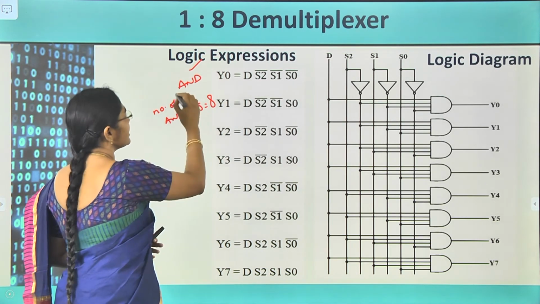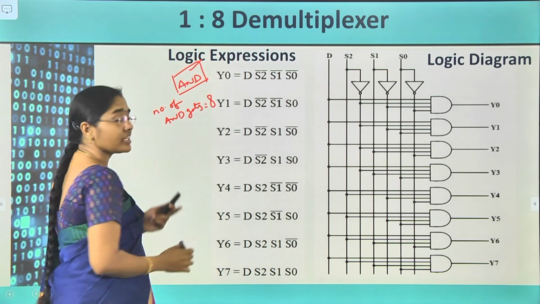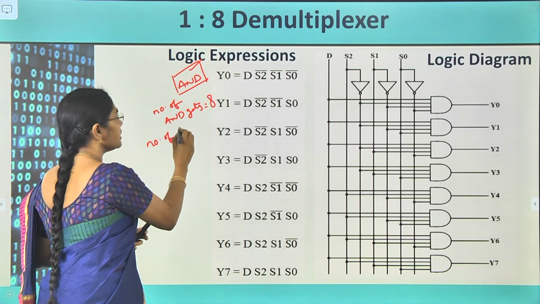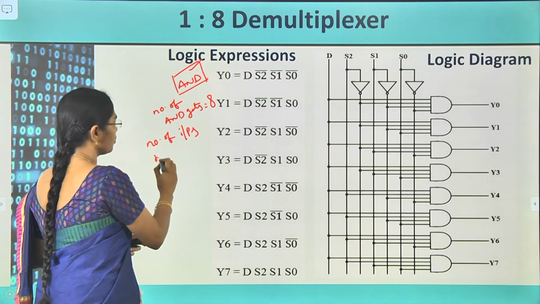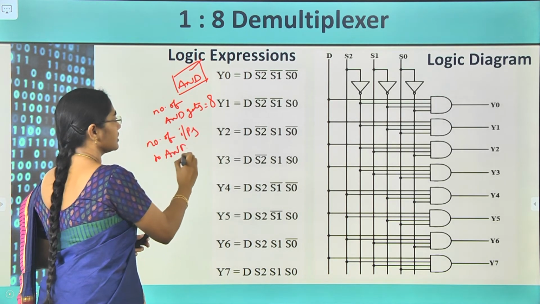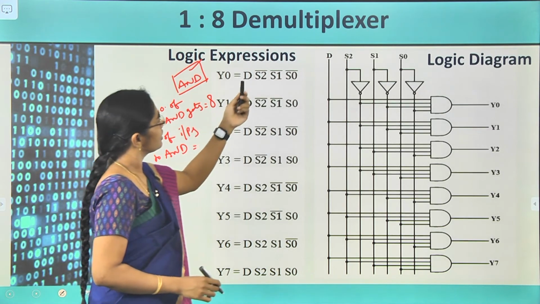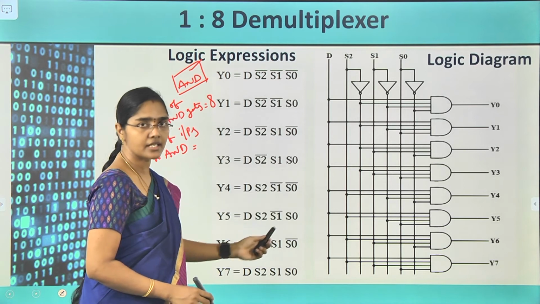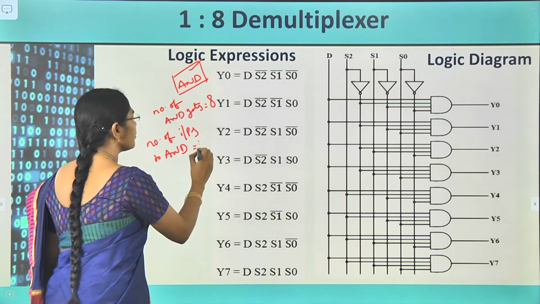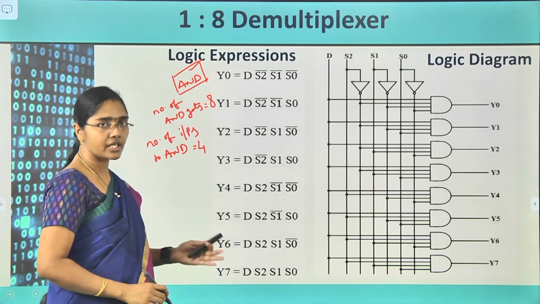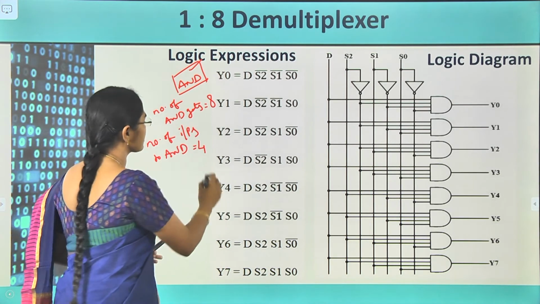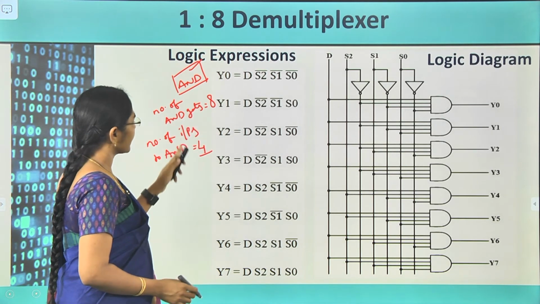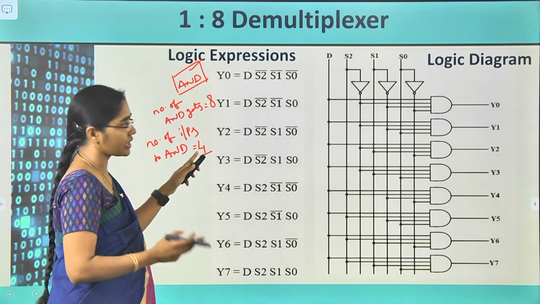Then for each AND gate, how many inputs are required? See here, 1, 2, 3, 4. Four variables are connected, so the number of inputs to each AND gate, that is the fan in, is 4. So 8 AND gates with 4 inputs each are required.